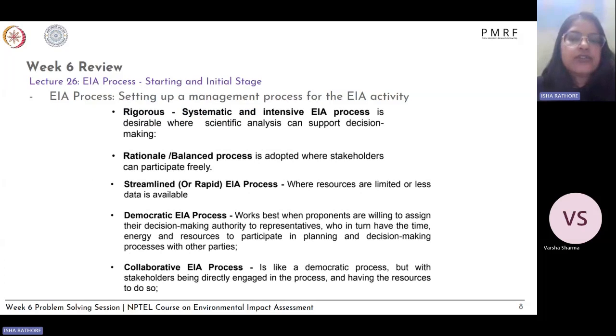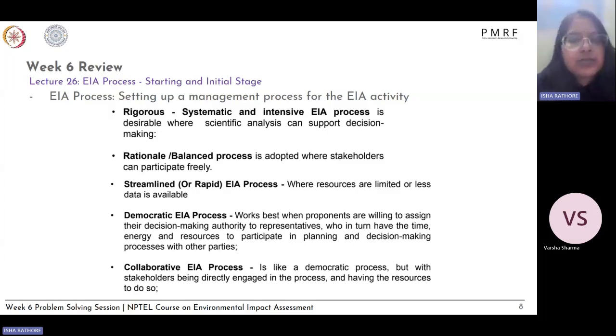So, in terms of terminology, a rigorous, systematic, and intensive EIA process is desirable where scientific analysis can support decision making. That is, scientific fact checking and scientific testing methods can support your decision making. So, for example, the content of a certain parameter in soil can affect whether a dam project or some level of project can be undertaken in that area. So that kind of scientific analysis can support your decision making.